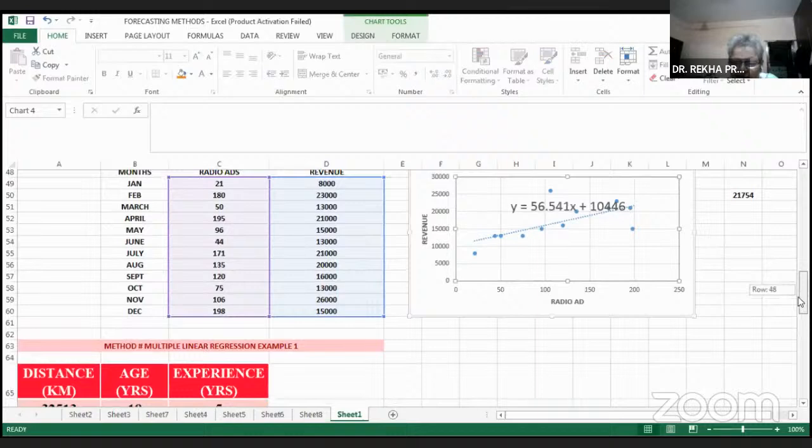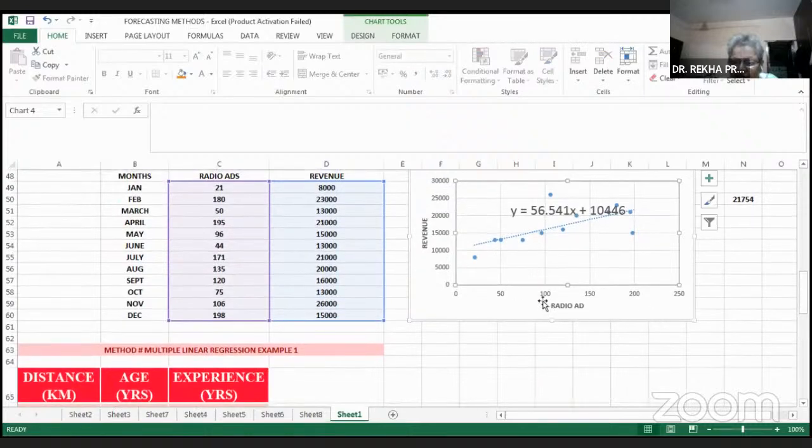This is the radio ad, and revenue is dependent upon radio ad. Revenue is dependent. This is the x-axis, which is independent. The more you add, the more people will purchase your goods, and naturally your revenue will increase. That is the logic over here. Maybe if you do actual data, you might get something else. But here, what we are saying is that revenue is increasing. This dotted line is the trend line. This is the actual line.